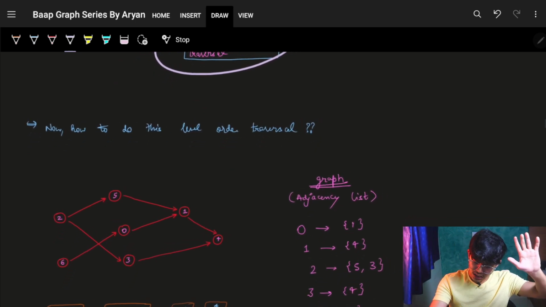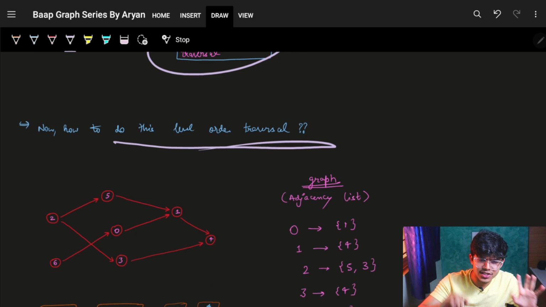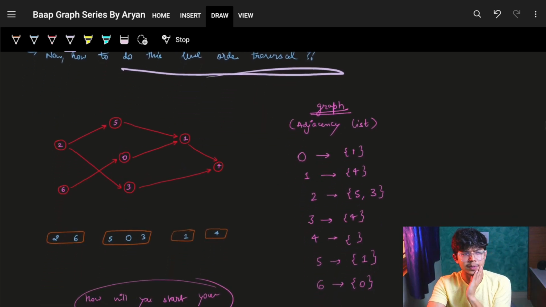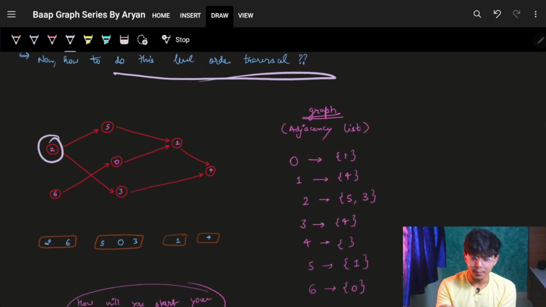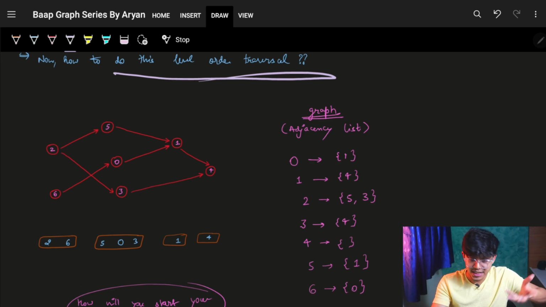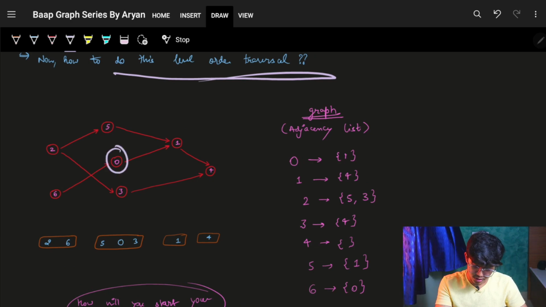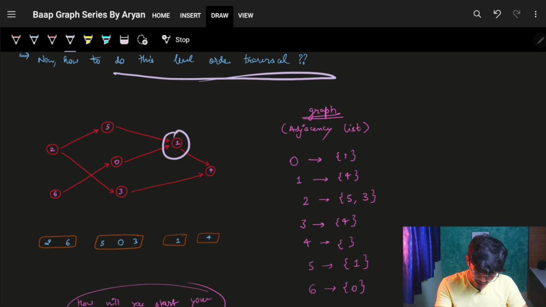But now, how to do a standard BFS traversal? Can we apply that standard BFS traversal here, Aryan? Which means I just start from a node. I just push a node, any node I can push. I usually start from node 0 to push. Then I will start from this node 0, then I push its child, which is this, then I push its child, which is this.